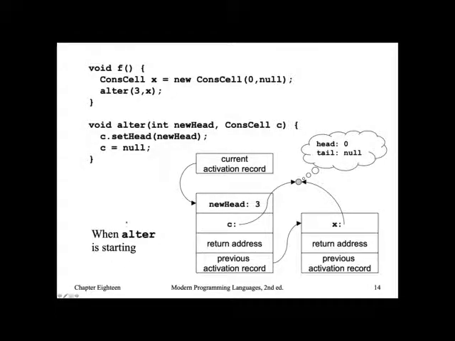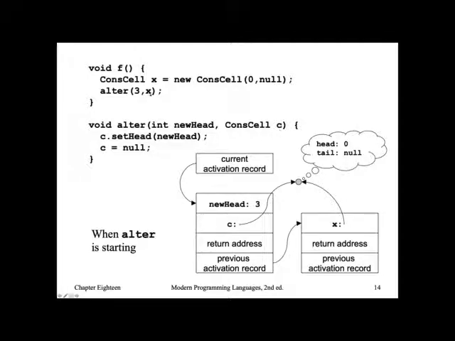So at the beginning right here, when alter starts, we make that call to alter. And alter has two variables in its parameter list: new head, there's new head, and C, which is a const cell. We passed in 3, okay, so there's 3. Now that 3 didn't come from anywhere, we just said 3. So when it made new head right here, it took that value, copied it, and bound that value in the activation record.